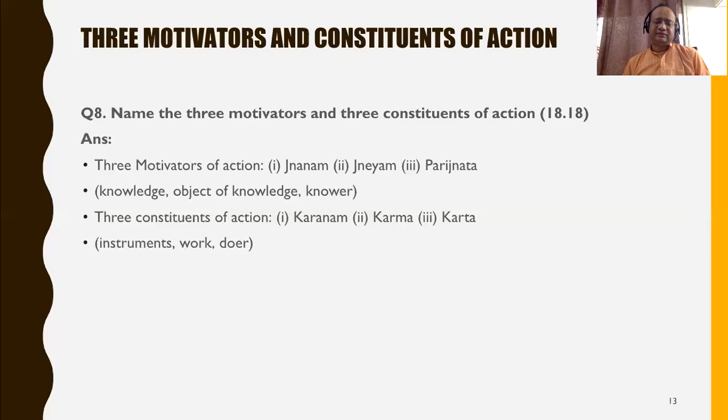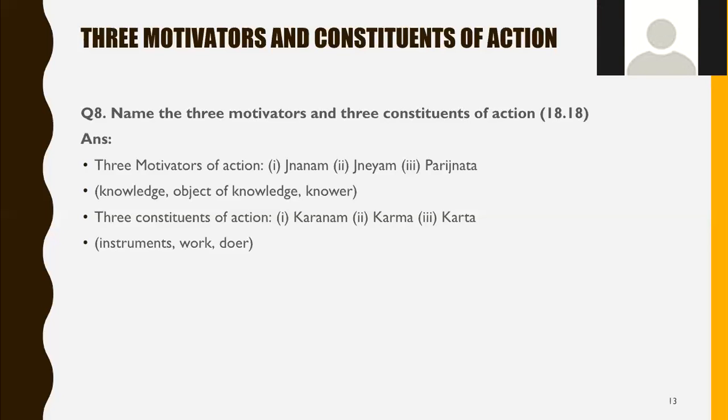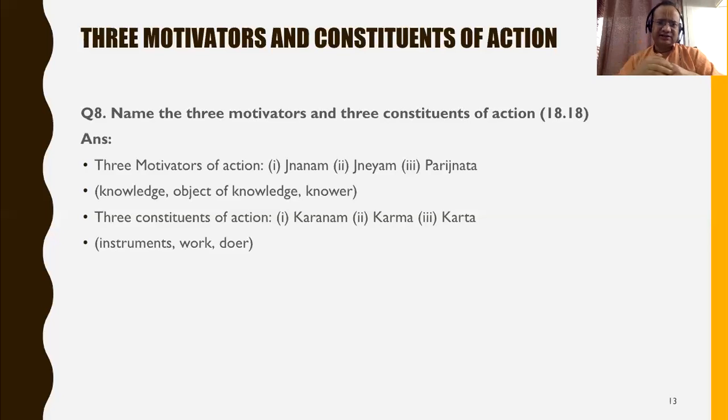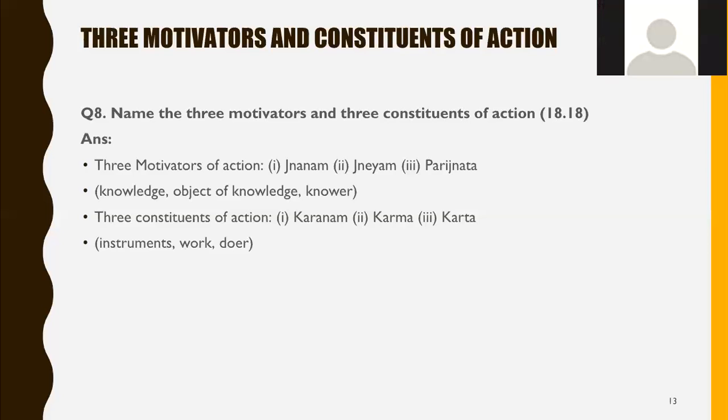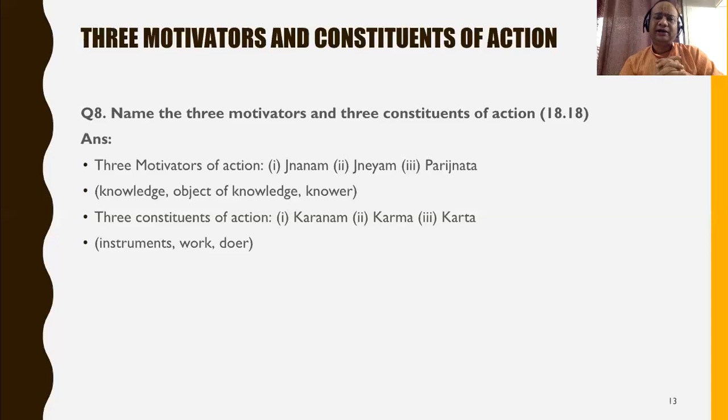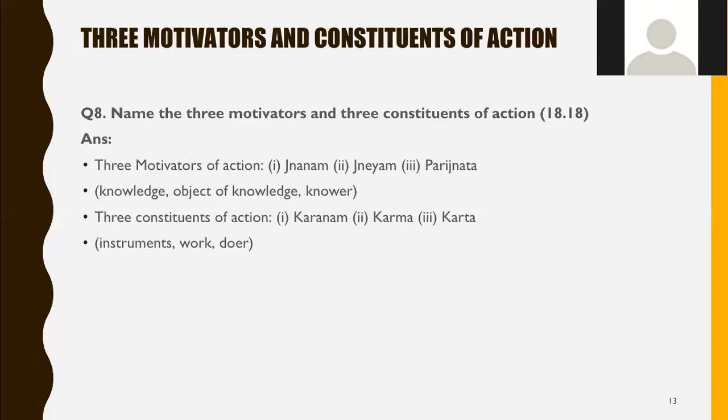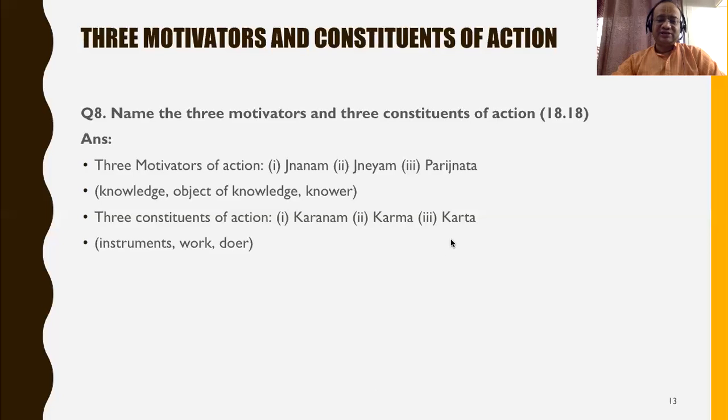So the link is in the five factors of action. Lord Krishna has tried to explain ultimately that he will condense five into three. Or these six into three. But why? Because they are interrelated and interdependent. Yeah, that's what I want to understand. What is the relation?